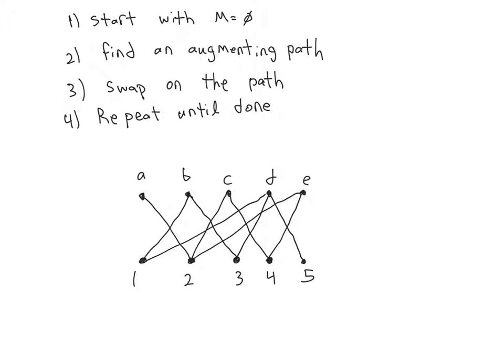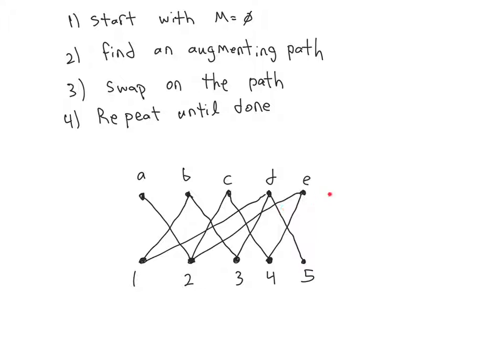Alright, so here's the procedure for finding a maximum matching. First, you start with no edges in your matching, and then you continue to repeat the following steps. You find an augmenting path in your bipartite graph, and then you swap along the path. And as we saw, whenever you do that, you increase the number of edges in the matching by exactly 1, and you keep doing this until there are no more augmenting paths. And so let's try that with this example.